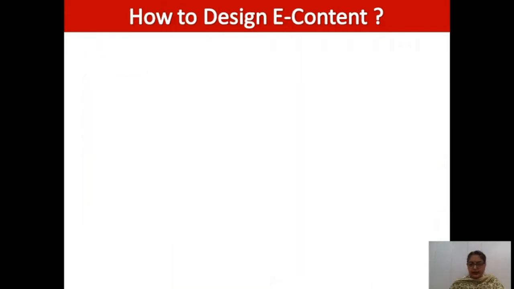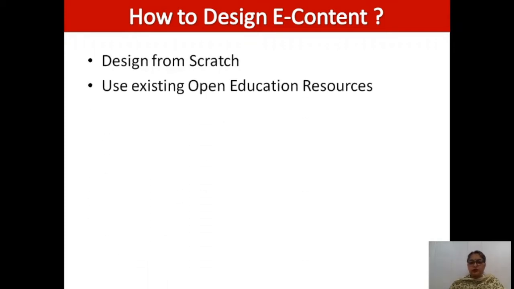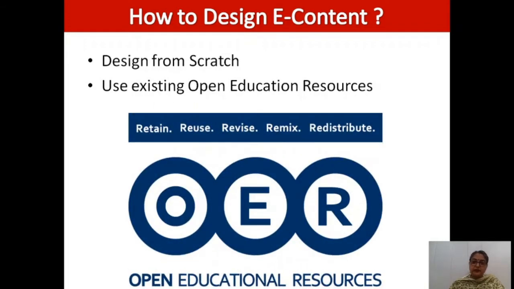Now let's see how to design the e-content. There are two ways. First, we can design from scratch using some references. Secondly, we can use the open education resources published by some other experts which are freely available on internet without the issue of copyright or cost. So we need not pay anything for these resources, and without asking the owner, we can make use of these resources, revise these resources, add these resources in our content and then redistribute to our students.